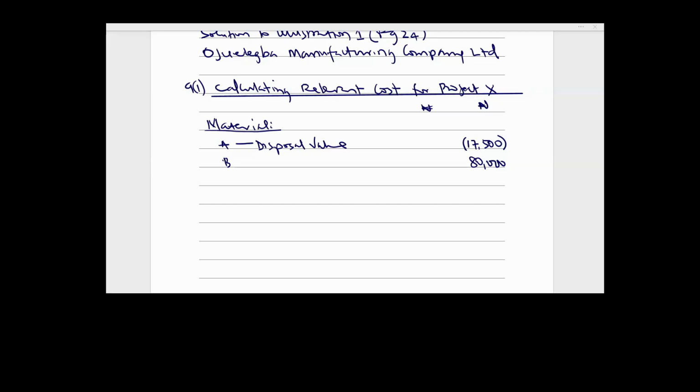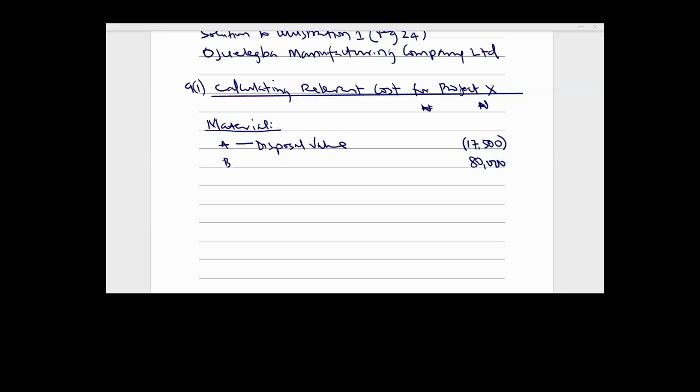Okay, so that 60,000 naira, we are not going to consider it because whether the company executes this project X or not, the workers must be paid that 60,000 naira. Any cost that will not change as a result of the future decision taking is irrelevant.